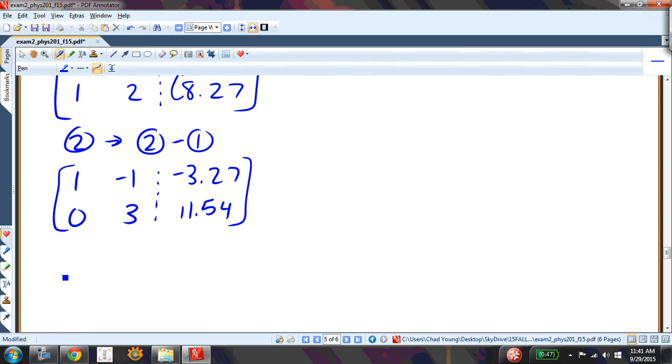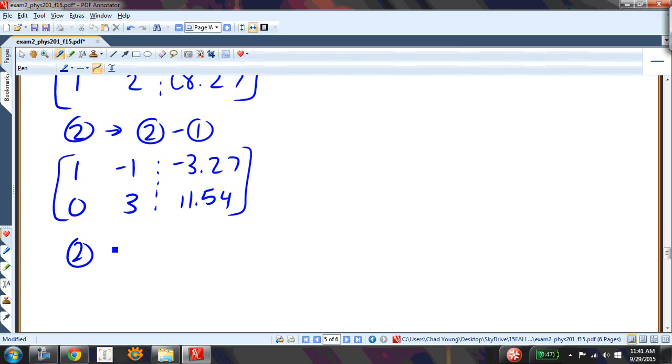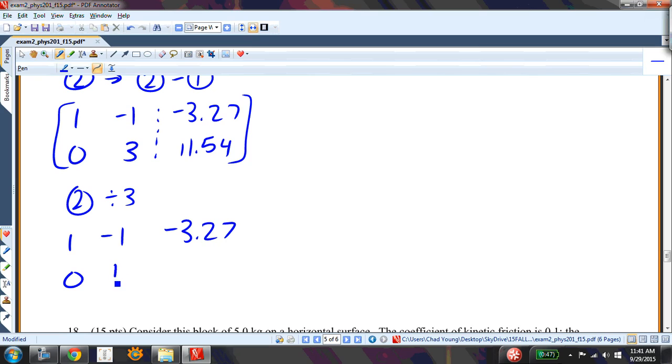I'll replace row 2 with row 2 divided by 3. Get 1, negative 1. Starting to see some of my solution come up. Here I have the acceleration there, which is 3.85. But I still need to get that first row in reduced form.